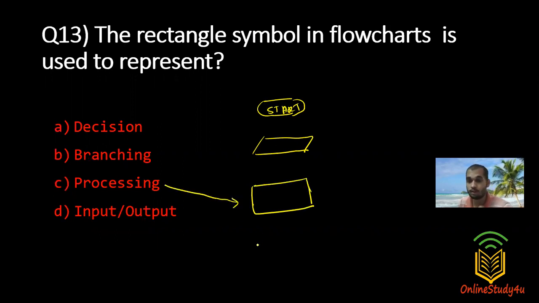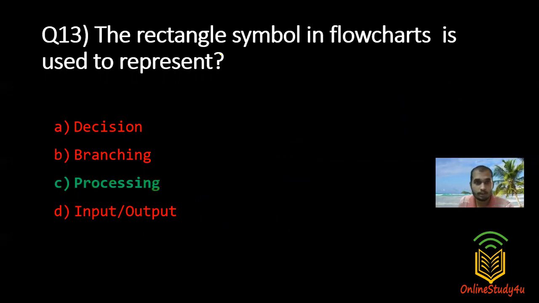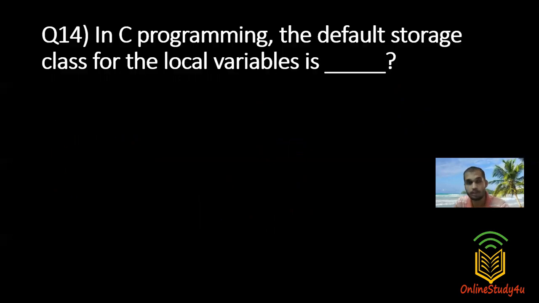You do any processing, right? You assign some value, you know, do multiple things, right? All these comes under processing, and that is used by rectangle. And there is a symbol called rhombus, and you can use this rhombus for conditionals. Okay, that is nothing but decision. But for this question, the rectangle symbol is actually used for processing. Okay, so let's go for the next question. That is nothing but the 14th question.